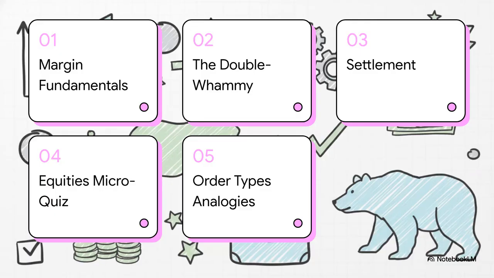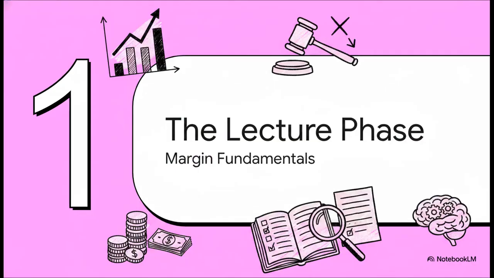Here's our fast-paced syllabus for today. 1. Margin Rule Fundamentals. 2. The Double Whammy Calculation Lab. 3. A Settlement Simulation. 4. An Equities Microquiz. And 5. Some plain English order type analogies. All right, let's jump straight into Section 1, the lecture phase.